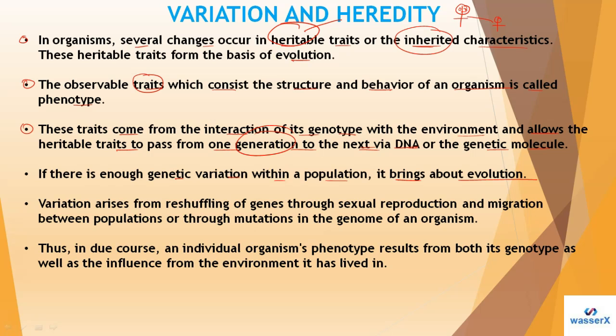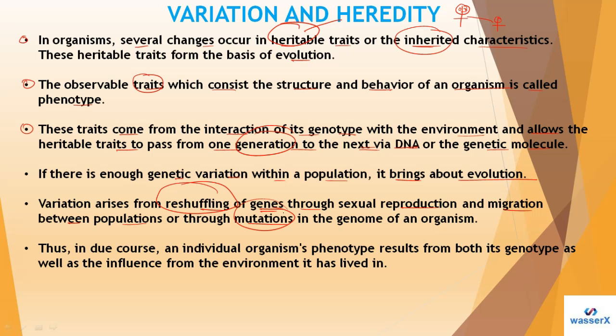The variation arises from the reshuffling of genes. So how does variation arise? Basically because of the reshuffling of the genes, right, students? Here the exchange of genes happens through sexual reproduction and migration, of course. That is very important for variation, between populations, or through mutation. There is a process we call the mutation process, which will be studied.